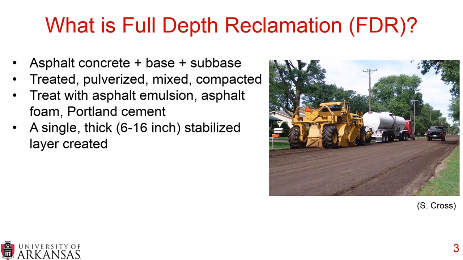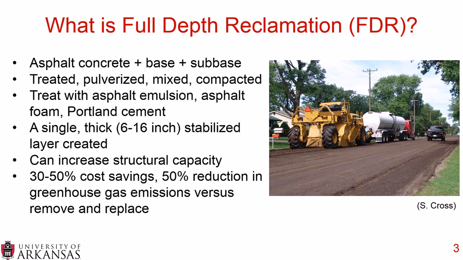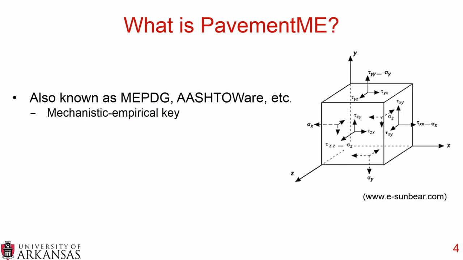And the nice thing is the stabilized layer can increase capacity, and it has a 30 to 50% cost savings over a traditional remove and replace, and a 50% reduction in greenhouse gas emissions. And so any sort of existing distresses that are in your asphalt concrete pavement are all removed, and you create a new stabilized layer. So it's important to note that both bound and unbound material is reclaimed together, stabilized, and placed as a new semi-stabilized layer. So that's a little background on FDR.